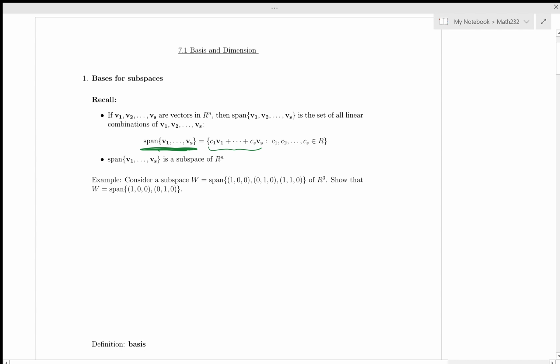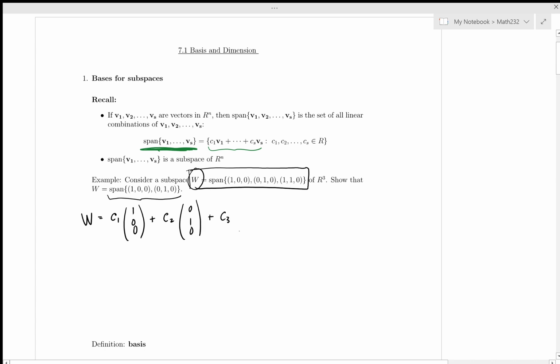Let's take a look at a subspace W, defined to be the span of these three vectors. We're going to show that the same subspace W can also be represented by this other span. The first definition of W as the span of those three vectors tells us that W is equal to C1 times (1, 0, 0), plus C2 times (0, 1, 0), plus C3 times (1, 1, 0), for all real values of C1, C2, and C3, and that is a subspace.